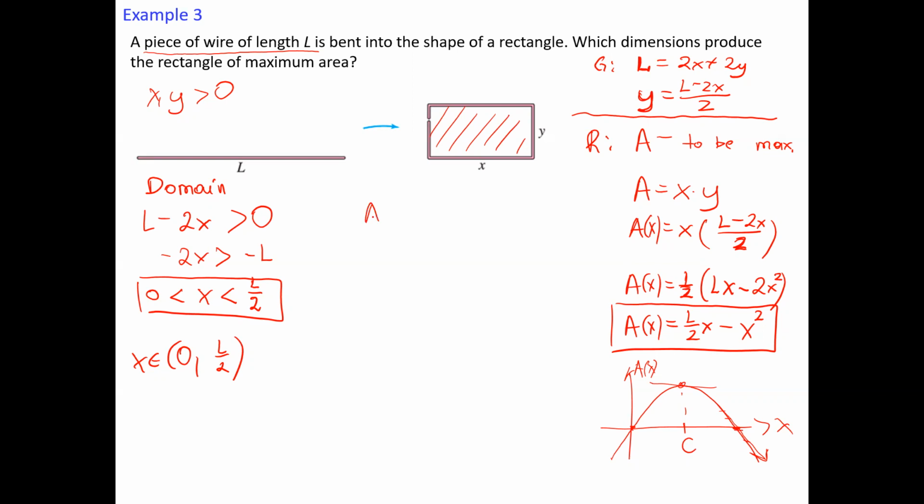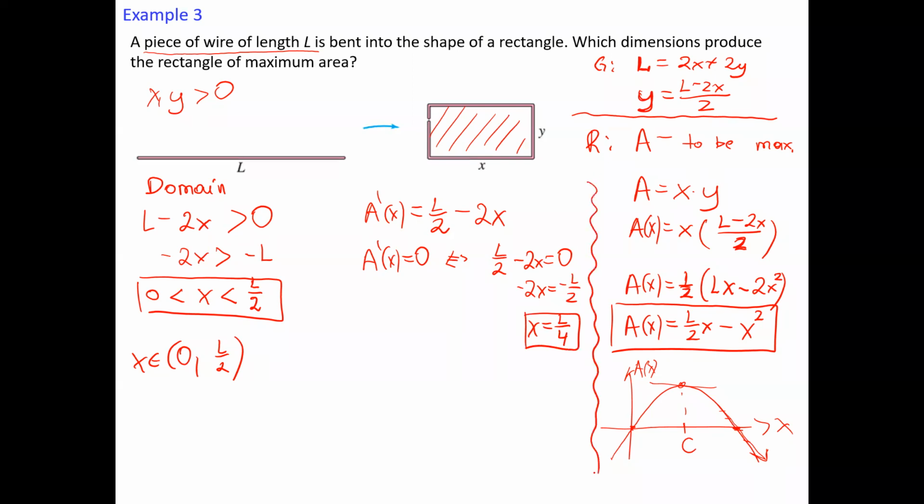Okay, let's find out. We need the derivative because we need a critical point. Derivative of L over 2 x is L over 2. Derivative of x squared is 2x, negative. Okay, and derivative is 0 if this is 0. L over 2 minus 2x equals to 0. Negative 2x equals to negative L over 2. X equals L over 4, a quarter of the length of that wire will give us maximum.